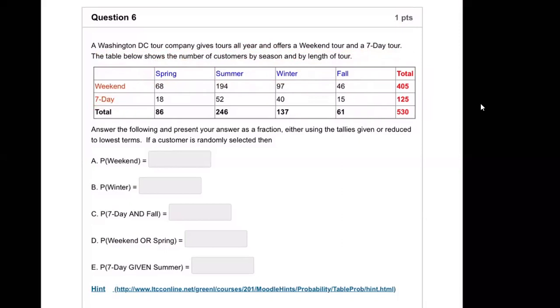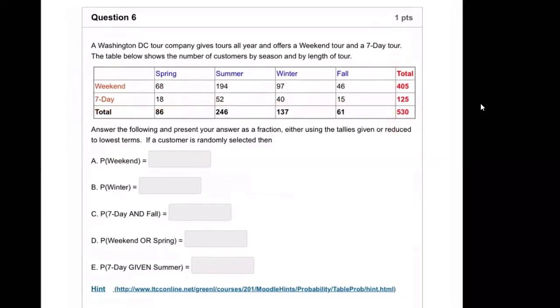Let's make sure we understand the table first off. 68, what does that mean? That means in the spring, 68 people took a weekend trip. Or I mean, because there were 68 tours, I guess. 68 tours for weekend trips, and there were 18 7-day tours in the spring. And then the 194 is in the summer. There were 194 weekend tours, and there were 52 7-day tours in the summer, et cetera. And on the bottom and the right are the totals.